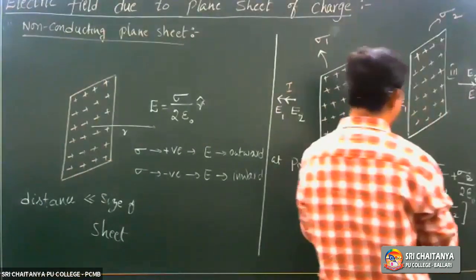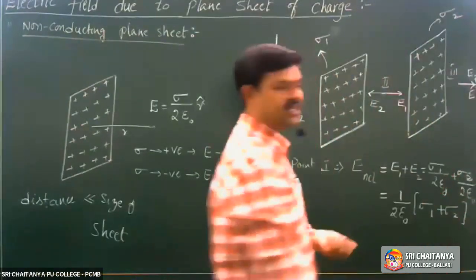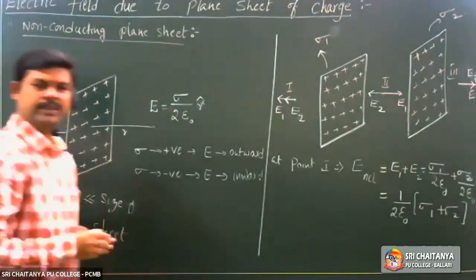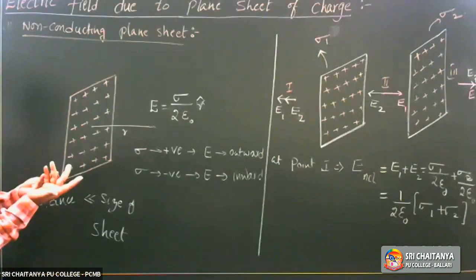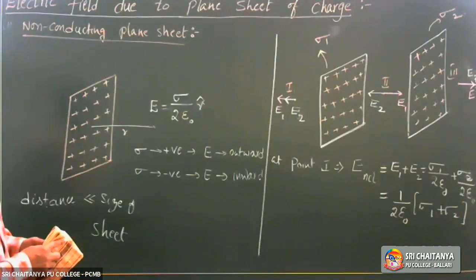So E1 is also in this direction. E2 is also in the same direction, right? Now, if you are asked what is the net field, you can simply write it. Come on, we try to write.